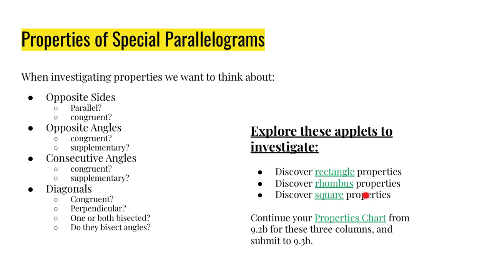So I'm going to give you those three applets. I want you to explore and use your findings in your exploration to go ahead and complete your properties chart. Well, no, you're not going to complete it, but you're going to do 3 more columns, the properties chart that you did in 9.2b, and you're going to submit that to 9.3b. Let me show you a little bit about the applets real quick.